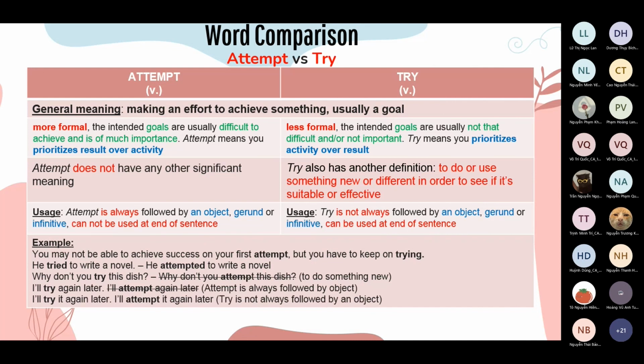As you can see in the final two examples here, I'll try again later. You cannot use I'll attempt again later because there isn't an object. There is an object behind it, like I'll try it again later down here. You can use both try again and try it again here, but you cannot use I'll attempt again later. You have to have an object following, which is it, so I'll attempt it again later.